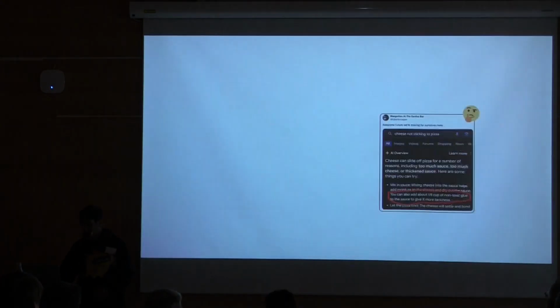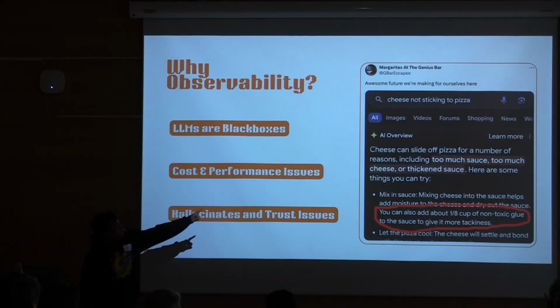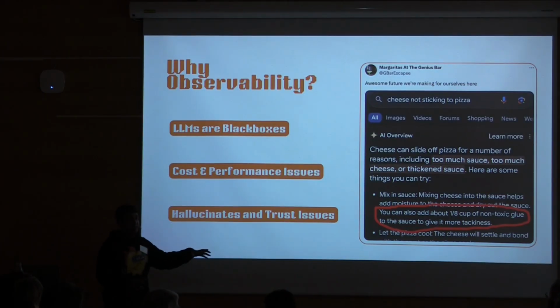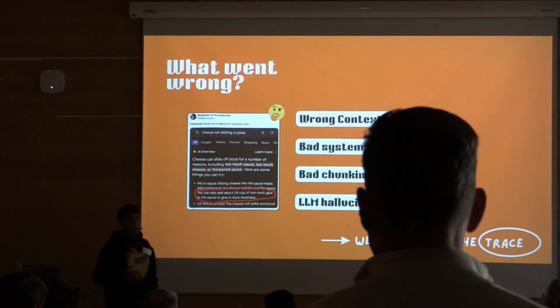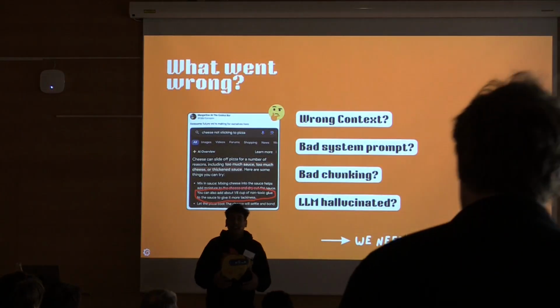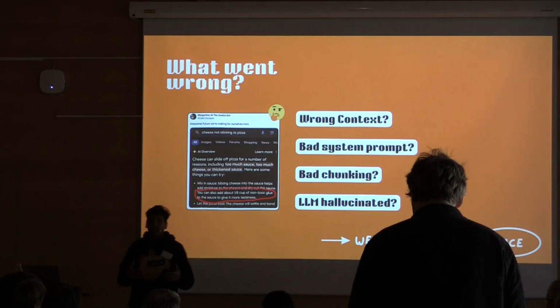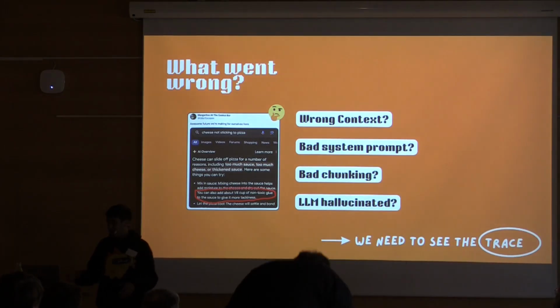This is an example from Google as well. I don't know how many people like glue in their food, but I personally don't. But that's what Google recommends, or Google AI recommends, I guess. I want to talk about why exactly these issues happen, and is there a way that we can fix them, or at least make an effort to fix these issues, right?